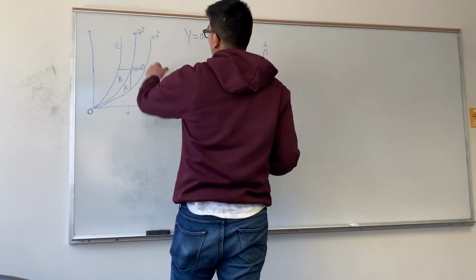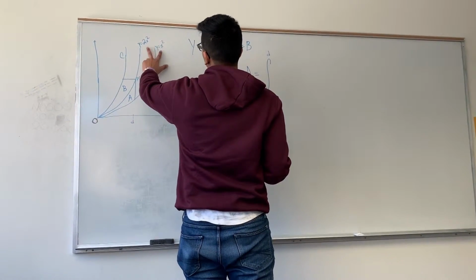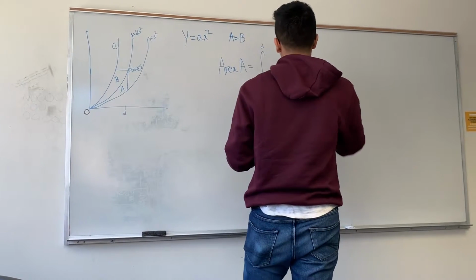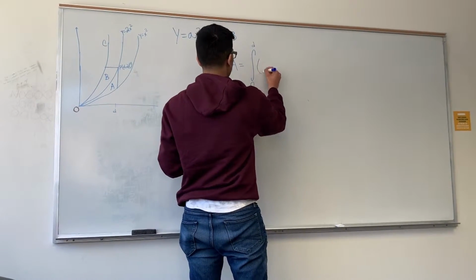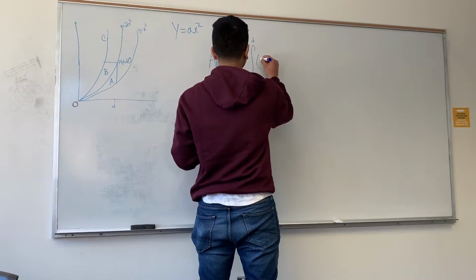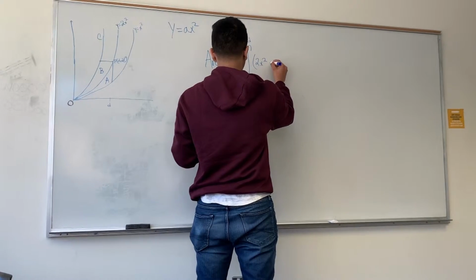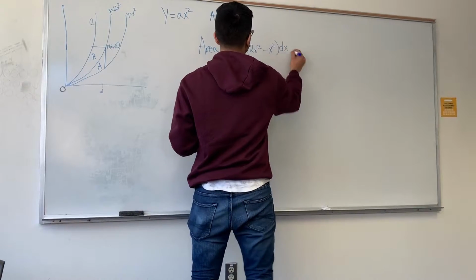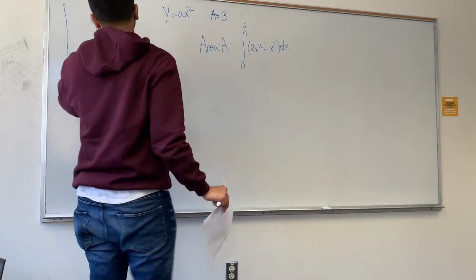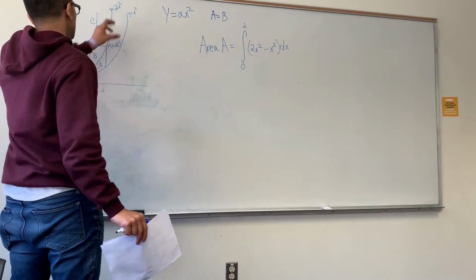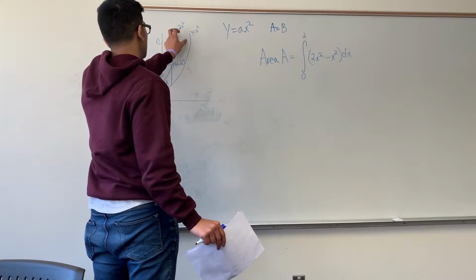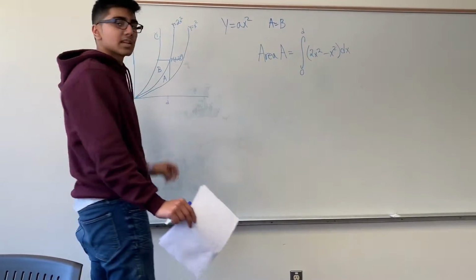Okay, and also since we're using these two equations to find the area between them, our function that goes inside will look like 2x squared minus x squared dx. Because technically we're subtracting the area under this curve from the area under this curve in the same interval.